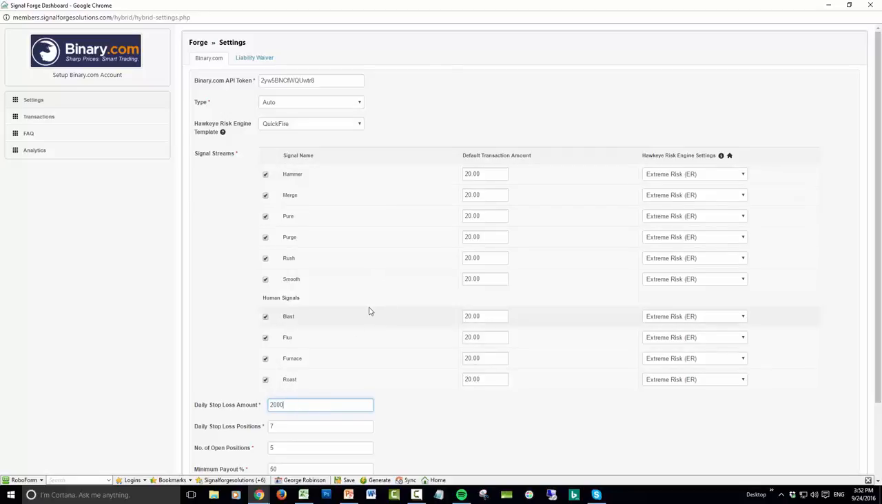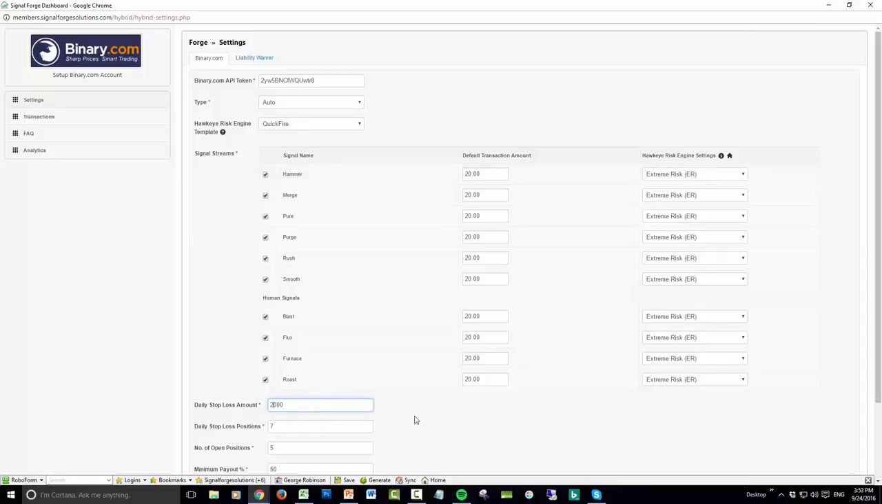Now these numbers here, this 2,000 and this default transaction amount, are in whatever currency you fund your brokerage account with. If you fund it with Australian dollars, this will be 20 Australian dollars and this will be 2,000 Australian dollars. If you fund it with US dollars, it would be 20 US dollars and 2,000 US dollars. Or if you did euros or pounds, again, this would be 20 pounds and this would be 2,000 pounds. So keep that in mind too. It only comes into play when you fund your account though.